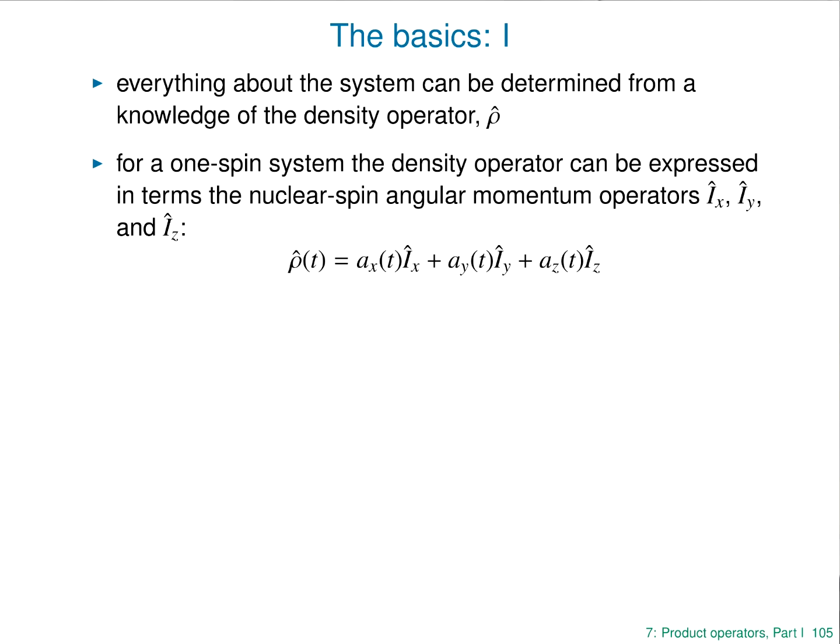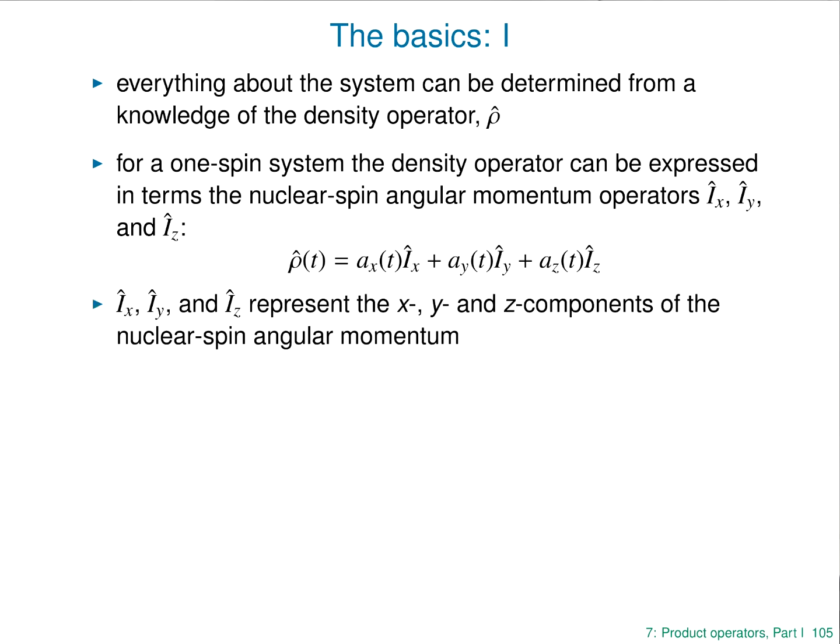Linear combination means it consists of a part of Ix, a part of Iy, and a part of Iz. And that's what's written here. There's an amount Ax of the operator Ix, there's an amount Ay of the operator Iy, and so on. And these are just numbers, and these numbers or coefficients will vary over time, and that's why it says (t) after them. Now what about Ix, Iy, and Iz?